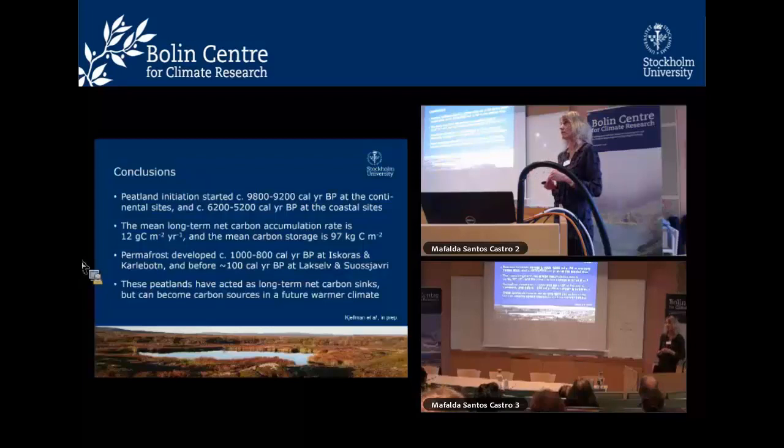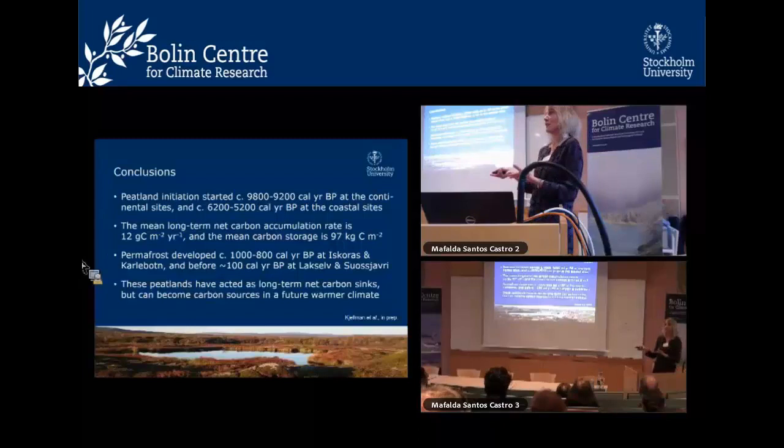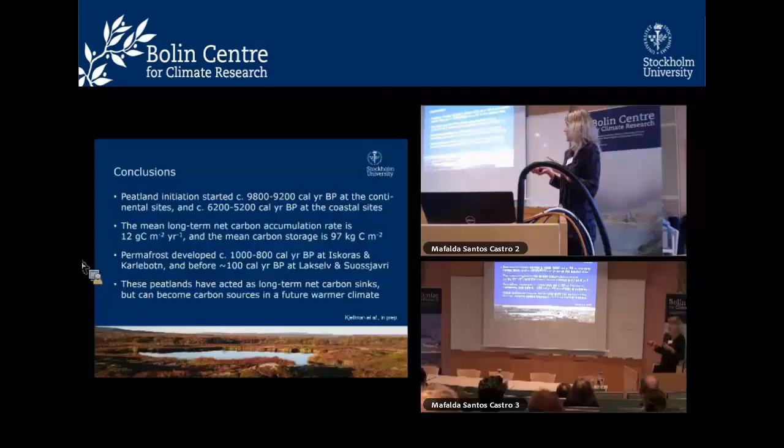Partly, this can be explained by the fact that during the early Holocene, these sites at low elevation were inundated by water, since they're close to the coast. Now I'm going to jump to the third point, just to see if you're awake. So we'll go into the permafrost development, and that took place during the Little Ice Age at all four sites. A little earlier at two of the sites and a little later at two other sites, but still within the Little Ice Age period.